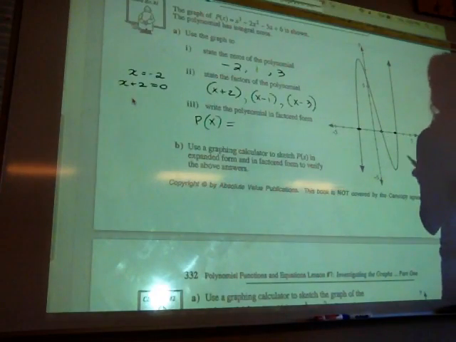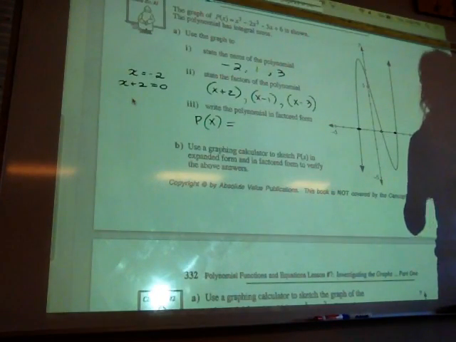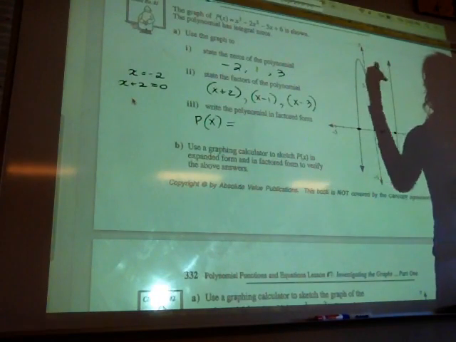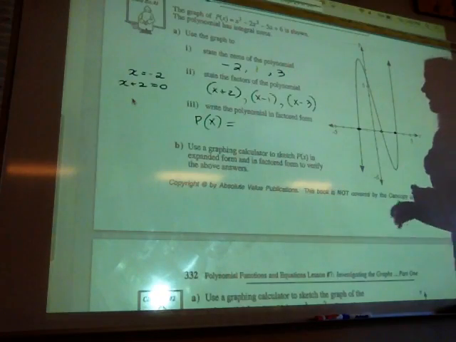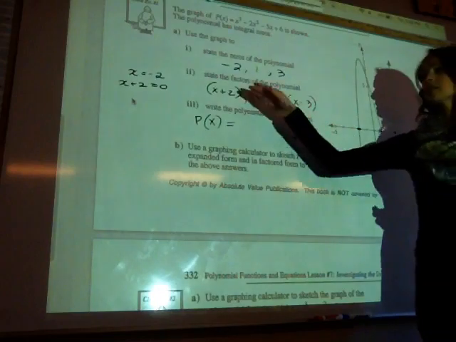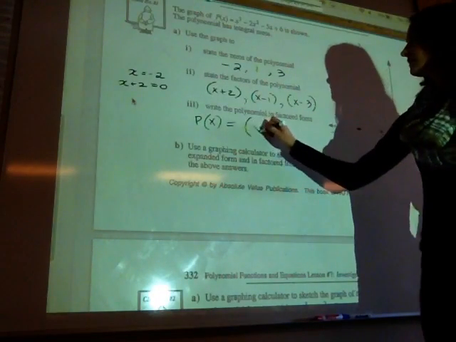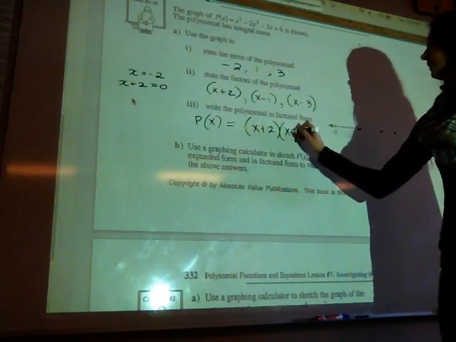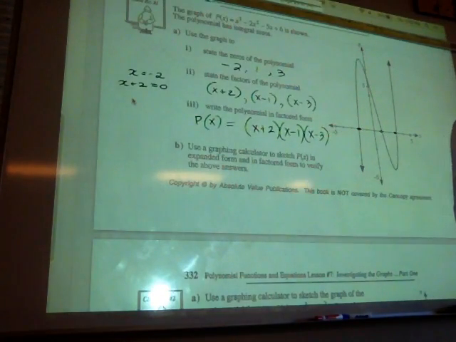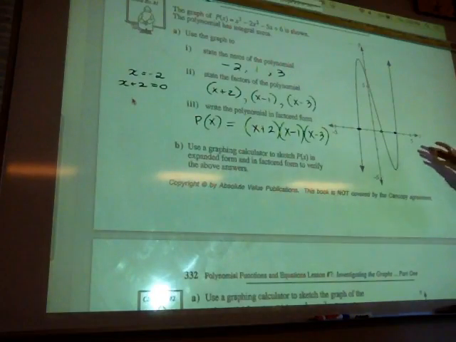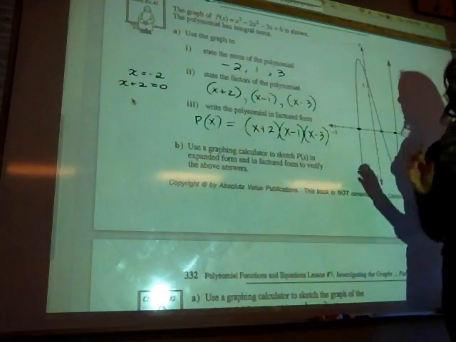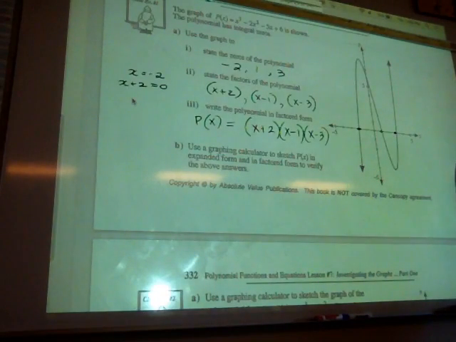finding which potential 0 would give me a remainder of 0, then going through synthetic division. Okay, just by looking at the graph and finding the x-intercepts, I can write my factors, and voila, I have factored my polynomial. So this is a major shortcut if you're asked to factor a polynomial. You can plug the graph into your calculator, find the x-intercepts. From the x-intercepts, write out the factors, and you're done.